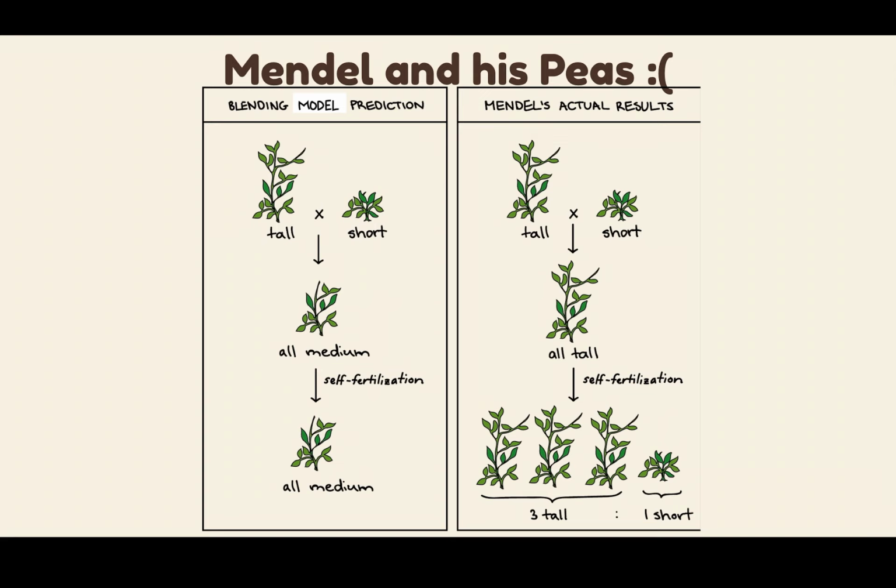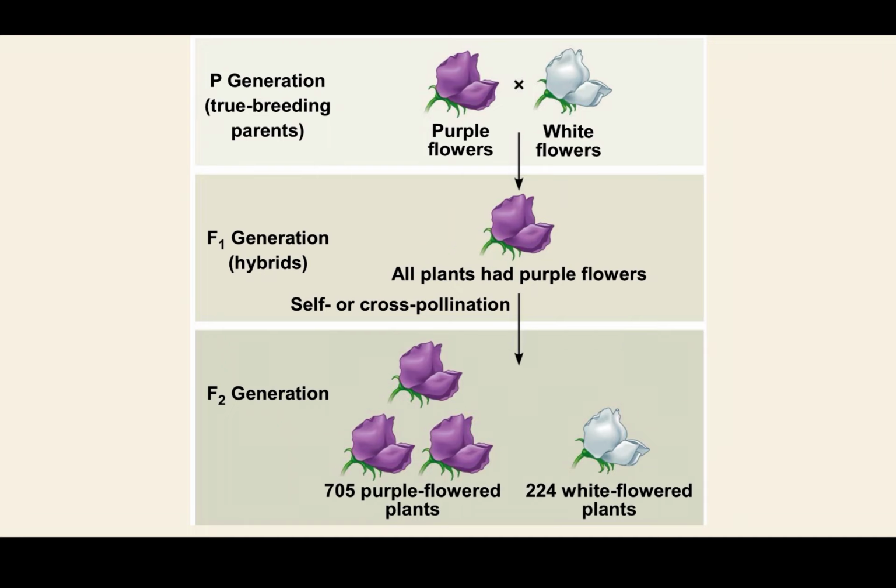So let me tell you about Gregor Mendel and his peas. This man named Gregor Mendel was experimenting with pea plants because they can reproduce in a short amount of time and they can produce a large number of offspring. In his experiment, he used true breeding and crossed two contrasting varieties of pea plants to find his results.